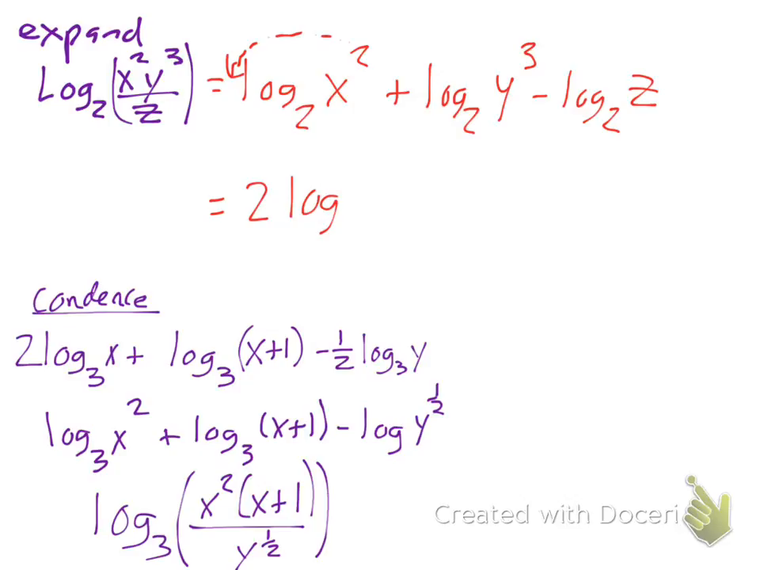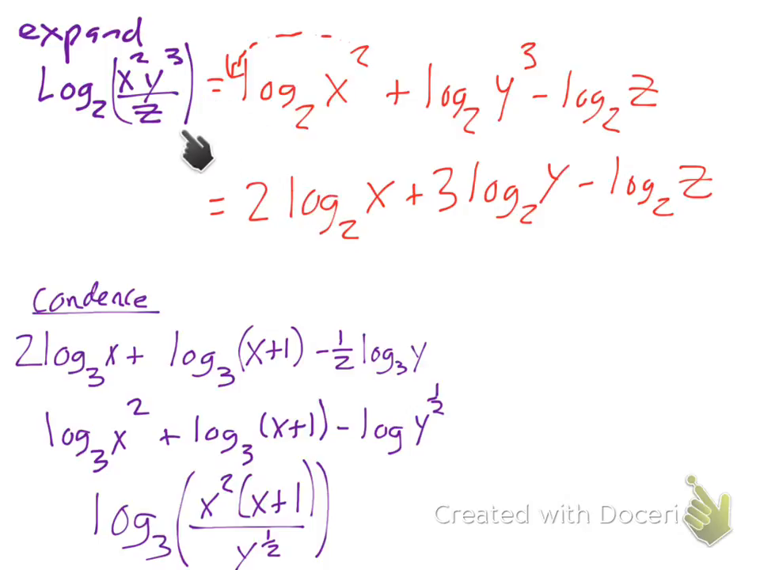2 log 2 of x plus 3 log base 2 of y minus log base 2 of z. You should be able to go from this step to this step, or that step to that step. That's condensing, expanding, condensing, expanding. You should be able to do that.